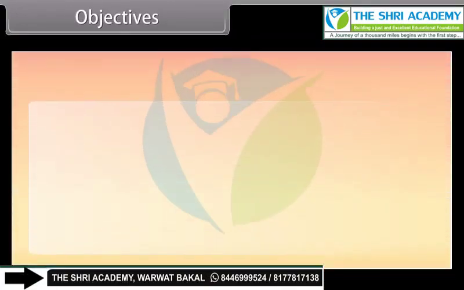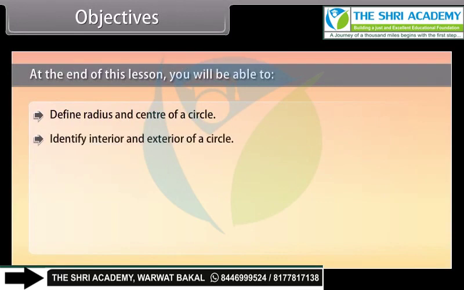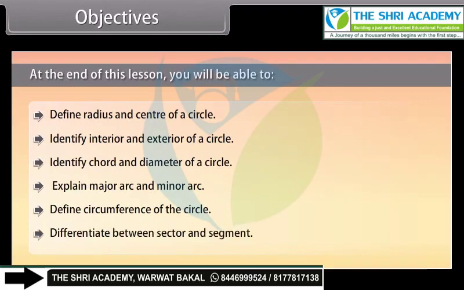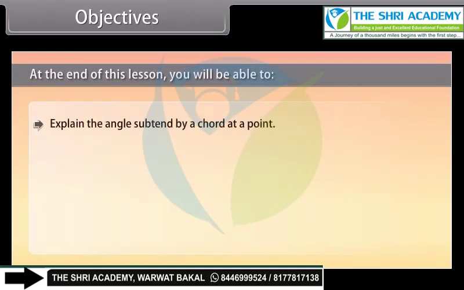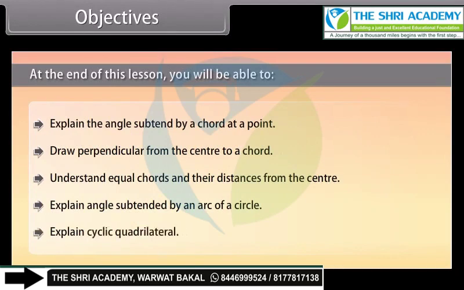Objectives. At the end of this lesson, you will be able to define radius and center of a circle, identify interior and exterior of a circle, identify chord and diameter of a circle, explain major arc and minor arc, define circumference of the circle, differentiate between sector and segment, explain the angle subtended by a chord at a point, draw a perpendicular from the center to a chord, understand equal chords and their distances from the center, explain the angle subtended by an arc of a circle, and explain cyclic quadrilateral.